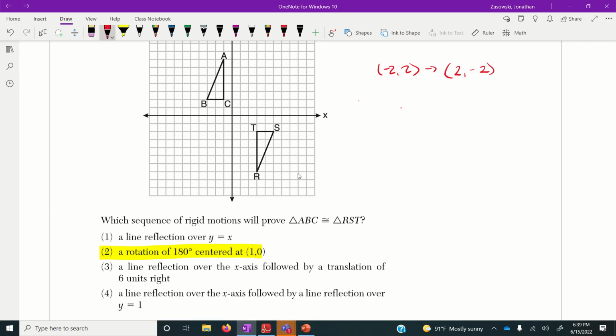So if we take a look at a line reflection over the x-axis, that's going to move me here. And this triangle right now is pointing in the wrong direction. So if I just, oh, it should be down one more. It should be down right there. All right. So now if I just slide it over 6 to the right, it's facing the wrong way. So that's not going to work. And then if I reflect over the x-axis, and then here's the line y equals 1, okay, is this going to work?